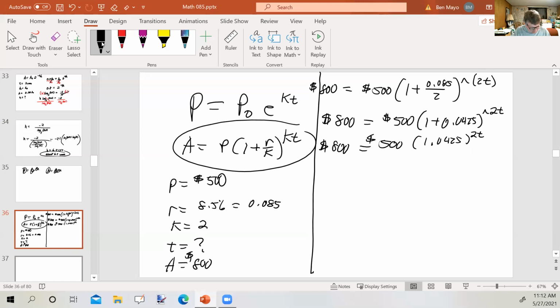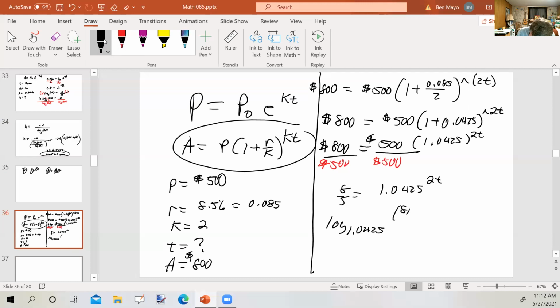Okay. I'm trying to solve for an exponent. I could change it into logarithmic form, but first I've got to get rid of that leading coefficient. So let's divide both sides by 500. And we get what? 8/5 equals 1.0425 to the 2t power. Okay? Which means log base 1.0425 of 8/5 equals 2t.